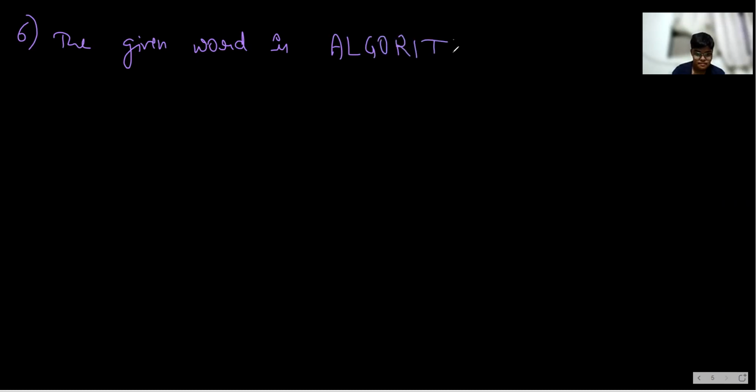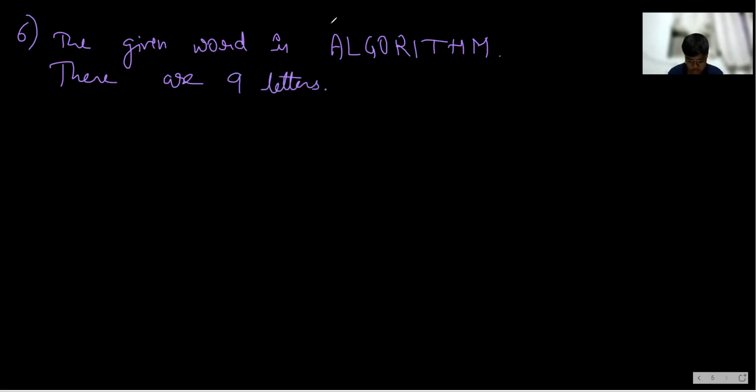Determine the number of arrangements of letters of the word algorithm. The given word is algorithm. Okay. So in algorithm, how many letters are there? See, 1, 2, 3, 4, 5, 6, 7, 8, 9. There are 9 letters in the word.